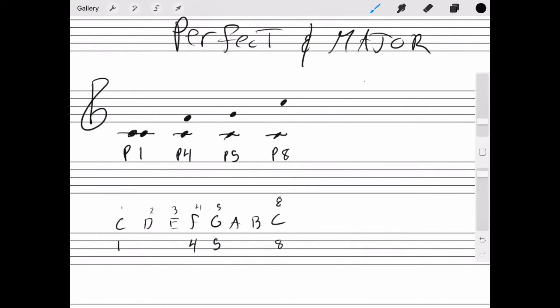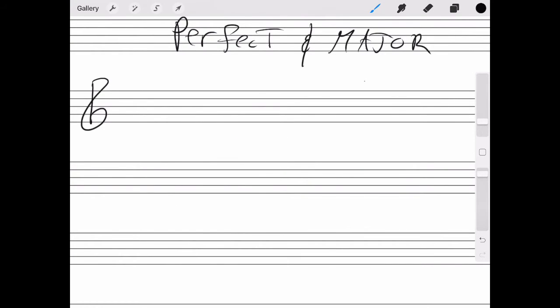And the reason they're called perfect intervals is they're very stable intervals. There's not a lot of tension and pull to one side or the other. They just kind of hang by themselves, and they're comfortable in that space.